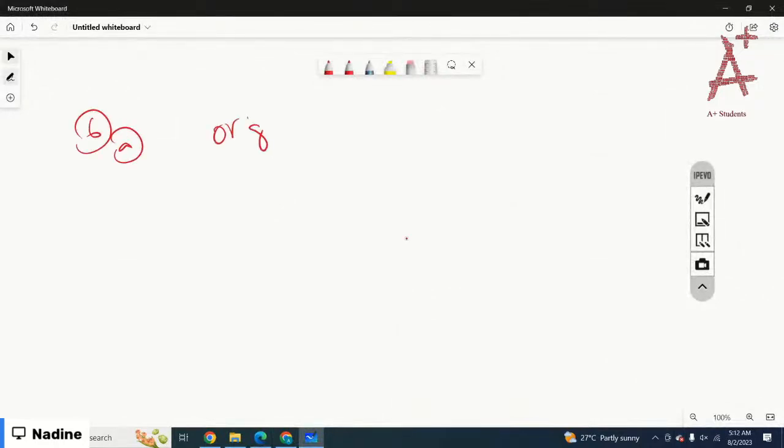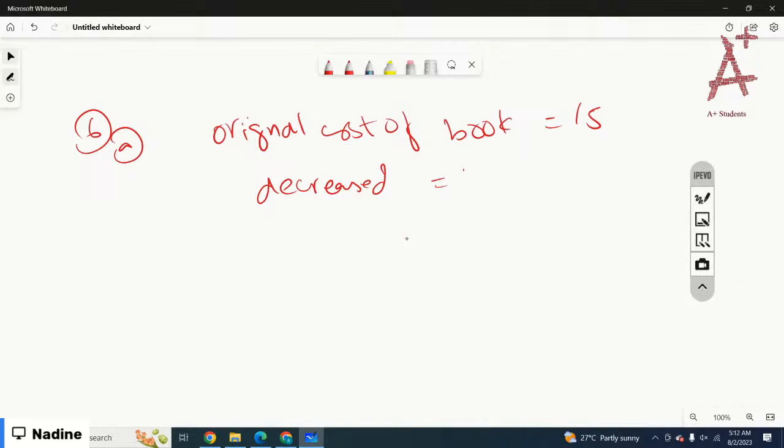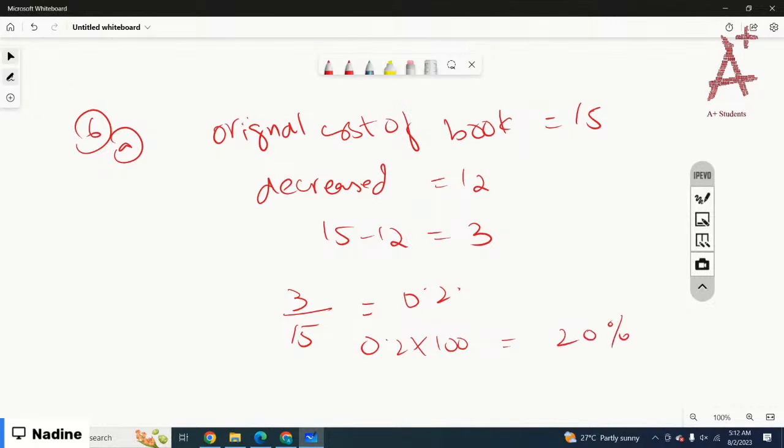Originally the cost of the book is 15, decreased to 12. That means 15 minus 12 equals 3. So it is decreased by $3. So 3 divided by the original cost, that is 15, is 0.2. You have to multiply it by 100. That means the price is decreased by 20%. Got it? The price of the book is decreased by 20%.